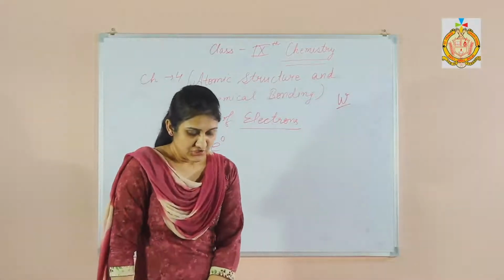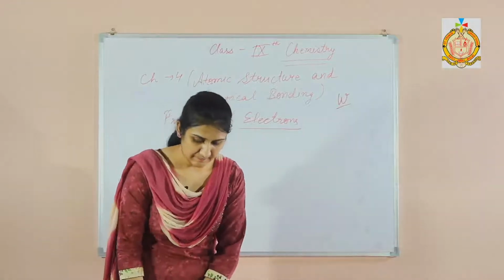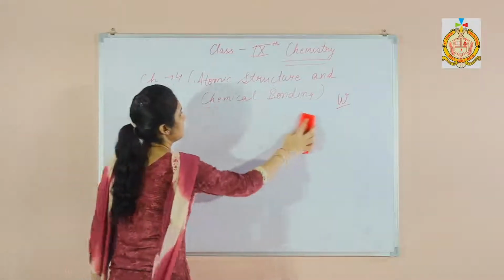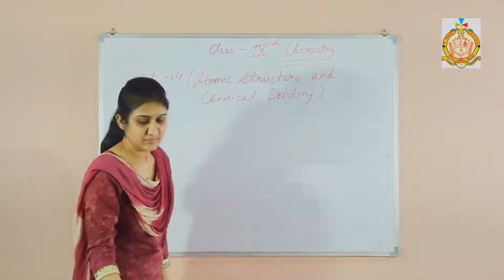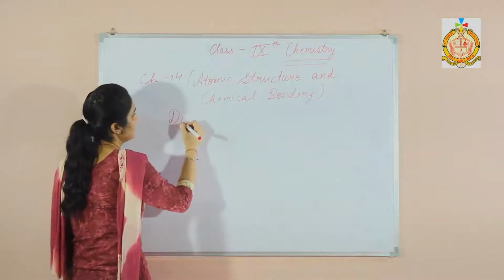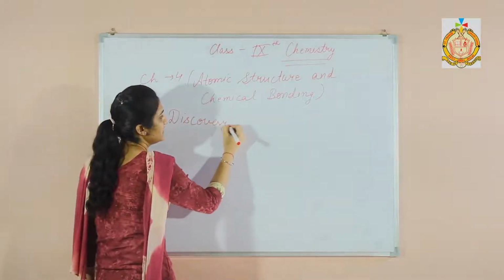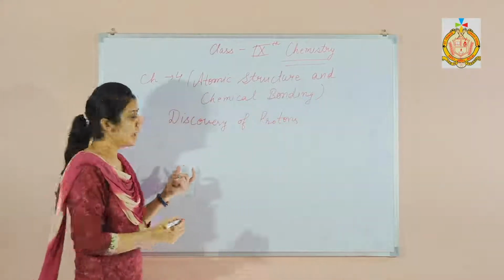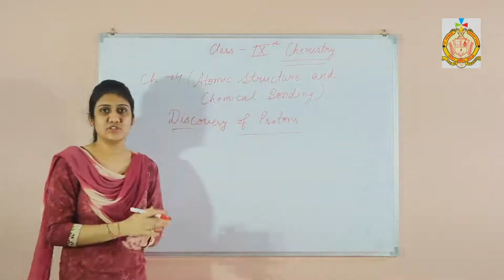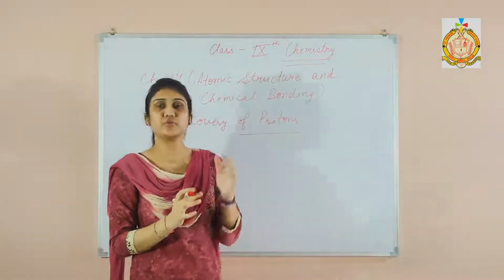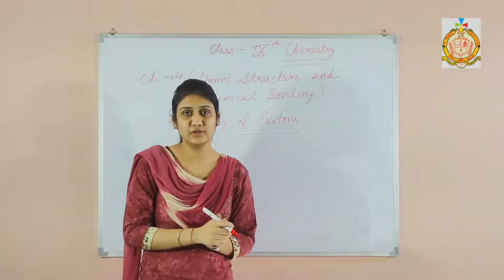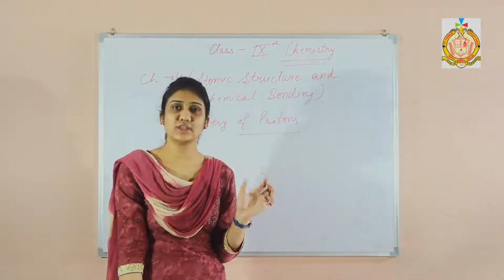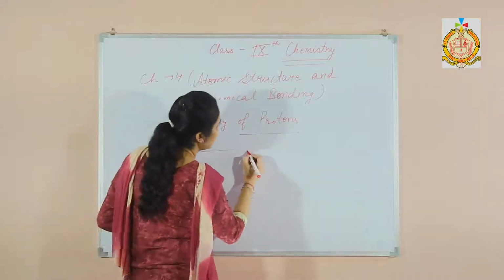Next, we shall discuss the discovery of protons. Who discovered protons? E. Goldstein. He took a similar type of arrangement as J.J. Thomson took, but he replaced the cathode from that arrangement with a perforated cathode. Perforated means it contains holes or canals.